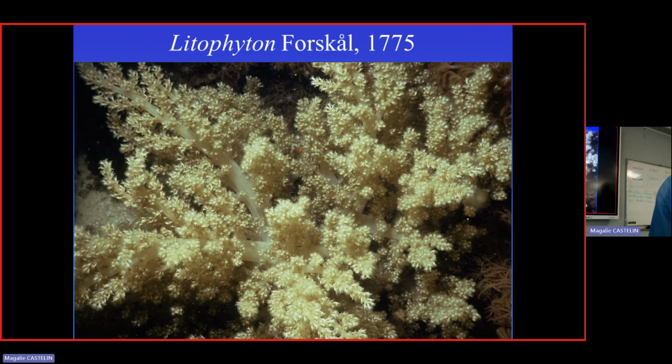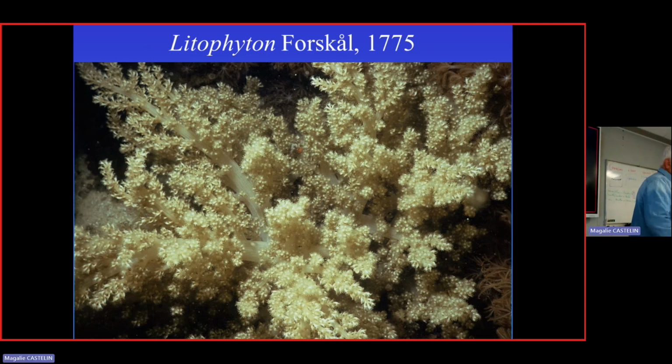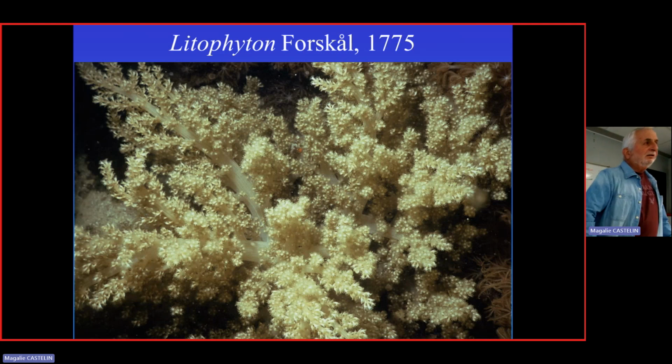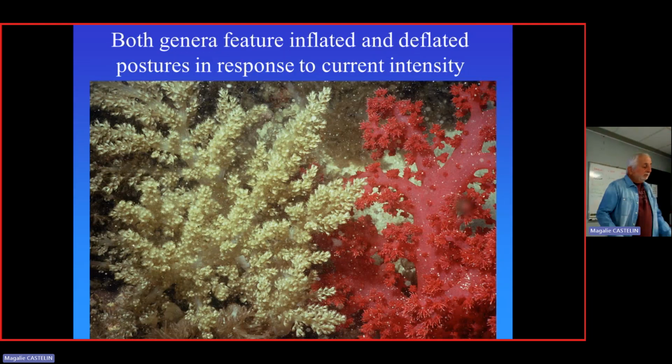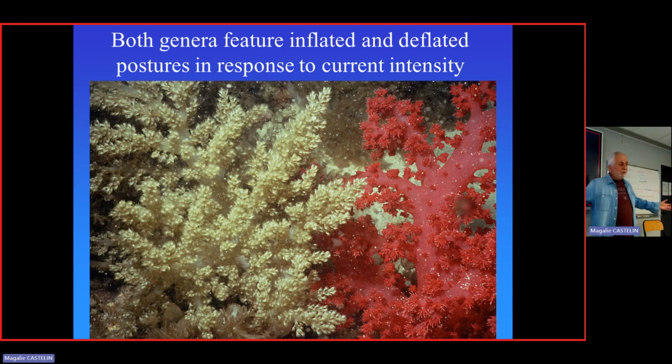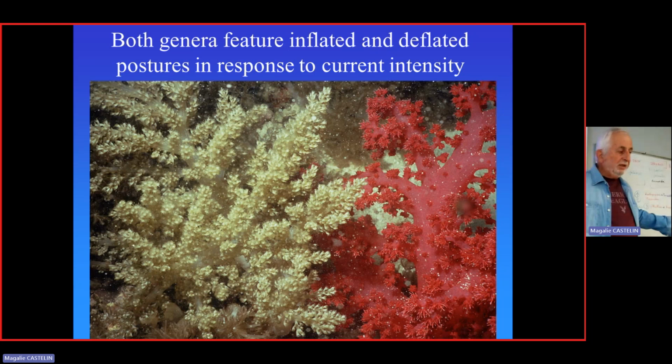Here you see Litophyton, large colonies. When some people want to insult me, they call it broccoli coral. No, it's not broccoli. It's good Litophyton. Now you see the two genera going one next to the other, same shallow water: the azooxanthellate Dendronephthia and the zooxanthellate Litophyton. Both of them enjoy water currents.